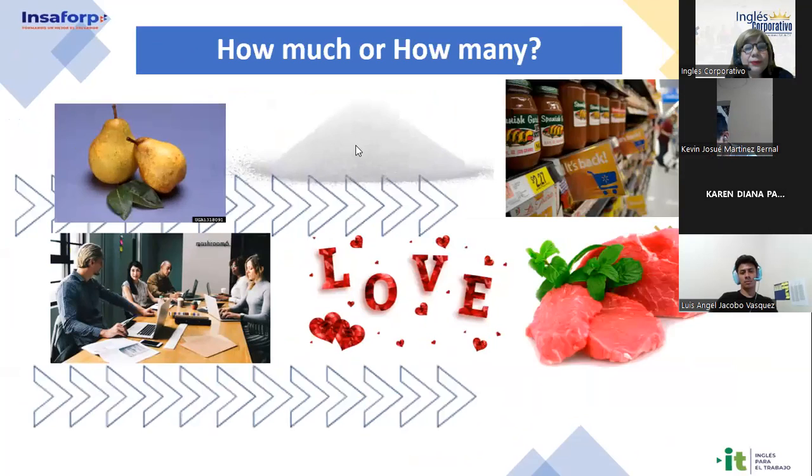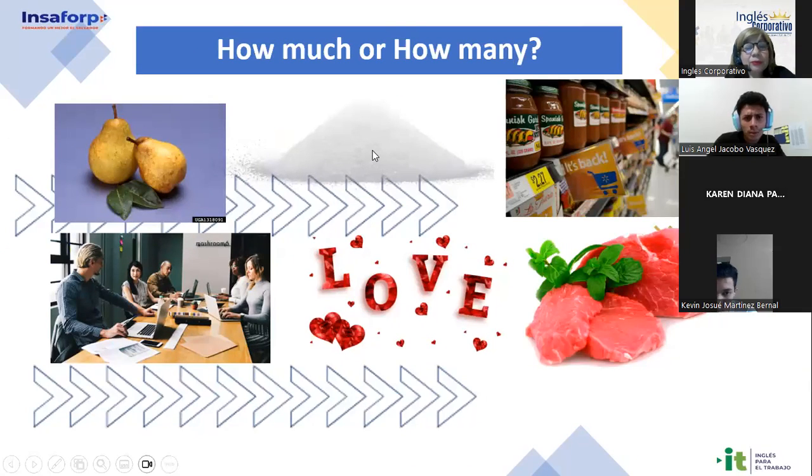Picture number two. What is it? Sugar. It's sugar. Is it countable or uncountable? It's uncountable. In the picture number three, we don't have a specific food. The focus here is the price. So let's continue with the next.